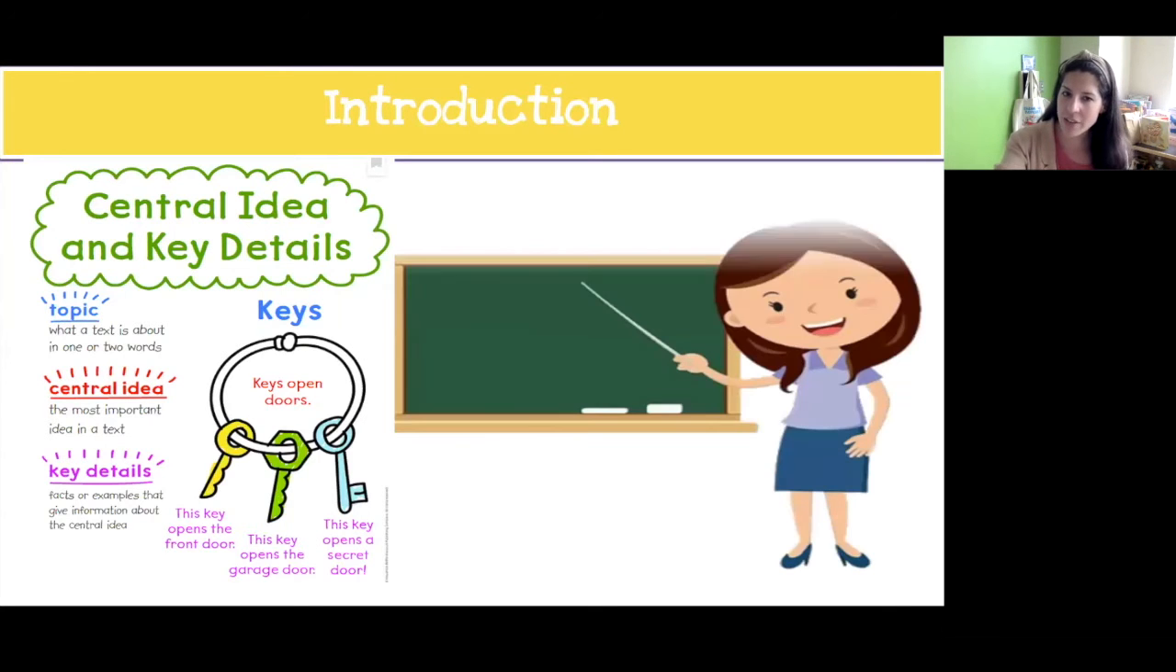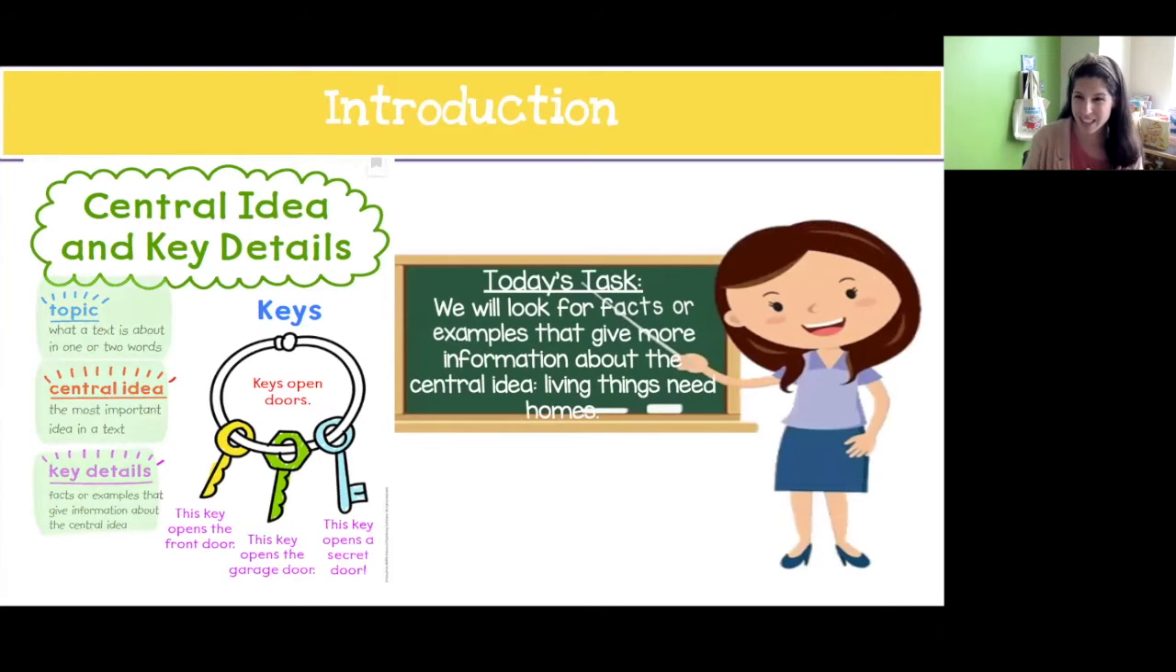Before we get started on that, let's just go over what a central idea is and what key details are. So our task today is that we are going to look for facts or examples that give more information about the central idea. And remember, the central idea is living things need a home. We know that. That's the central idea. But we also want to find those key details or those examples that give more information about that.